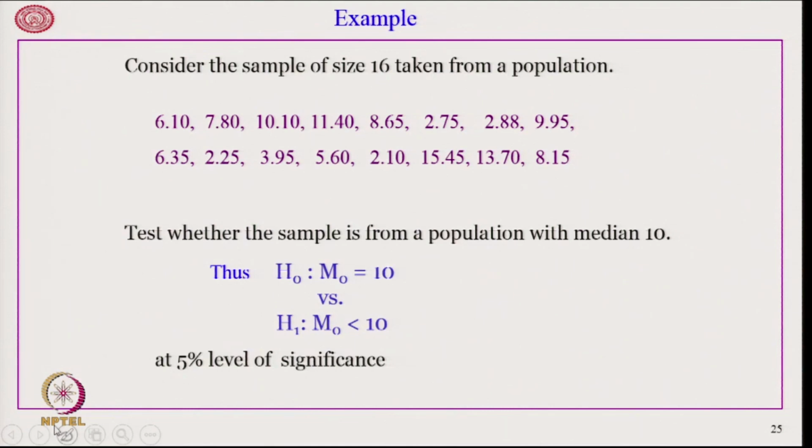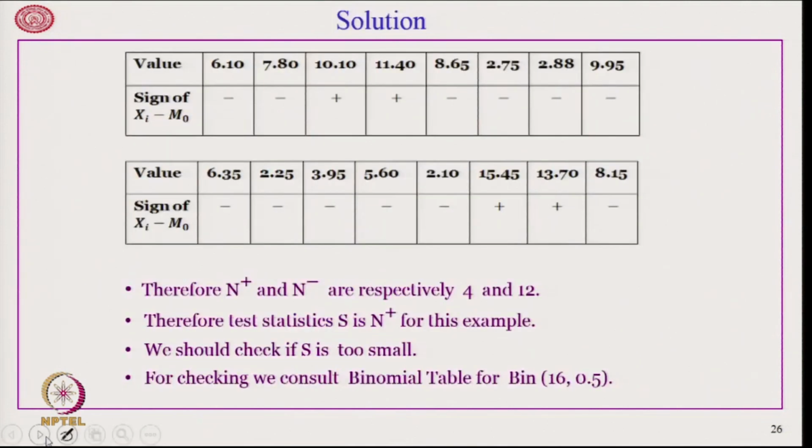Consider a sample of size 16 taken from a population. So, there are 16 observations, as you can see listed here, and we want to test whether this sample is from a population with median equal to 10. Therefore, we are testing m naught is equal to 10 against, say, the alternative that m is less than 10, and our level of significance is 5%. So, what do we do? We do the following.